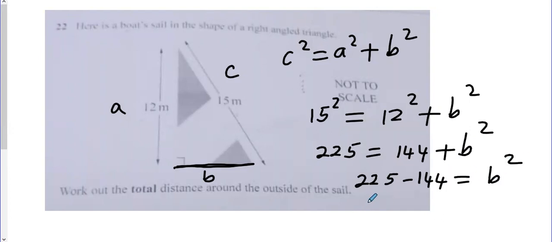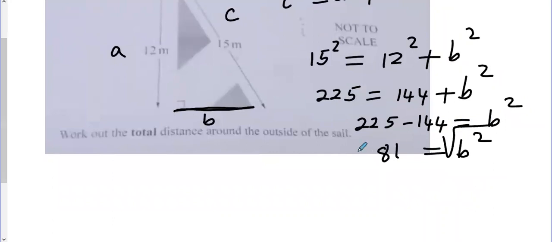And this will be 81 equals B squared. Okay, let me check. This is 5. This is 12, carry 1, that is 225. So when you do the square root of this, you're going to end up getting that B is equal to 9. So the missing side here is 9.